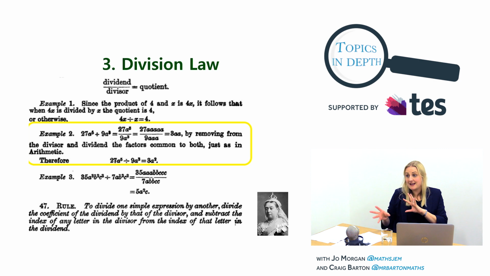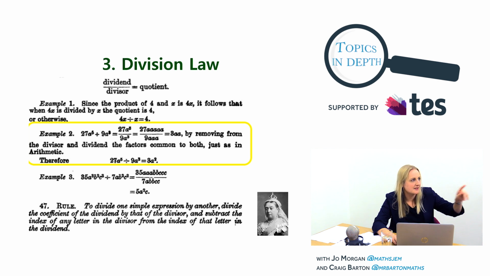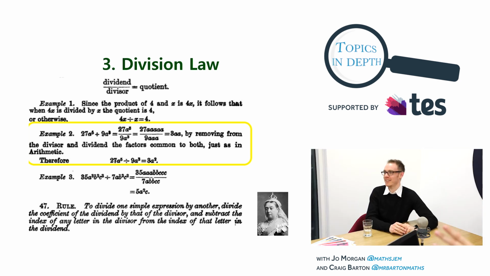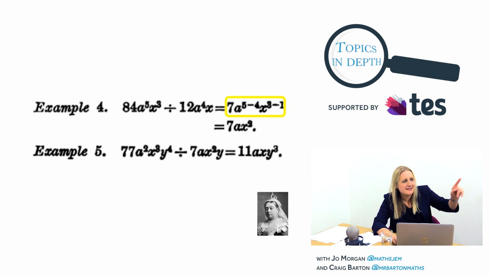So finishing off with the index laws, we've got the division law. Nice. That's interesting from Victorian times, notice how they've written it out, 27A to the power 5. They love a bit of that, don't they? And they're writing it all out. It helps though, it really helps. I think it does, yeah. And notice how they've written the subtraction in the index there. Yes. Which again, something I've never done, actually being really explicit about that subtraction.